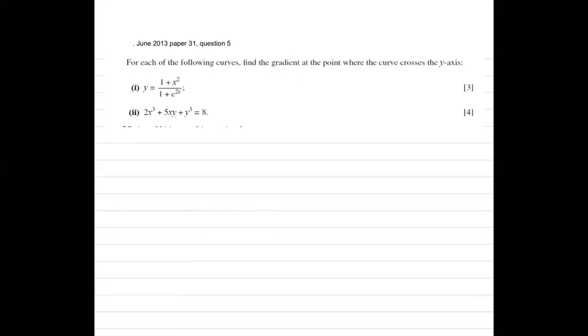Now the question says, for each of the following curves, find the gradient at the point where the curve crosses the y-axis. So to find the gradient, we need to find the derivative of y with respect to x, dy by dx. This part is the numerator, this part is the denominator, so we are going to apply the quotient rule. For part 1, u is going to be 1 plus x square, v is going to be 1 plus e to the power of 2x, u prime is going to be 2x, v prime is going to be e to the power of 2x times 2.